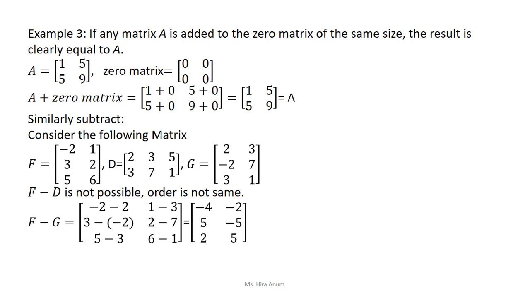Similarly, subtraction. Consider the following matrix. The order is changed, so F minus D is not possible, but F minus G will be possible, and you do this.